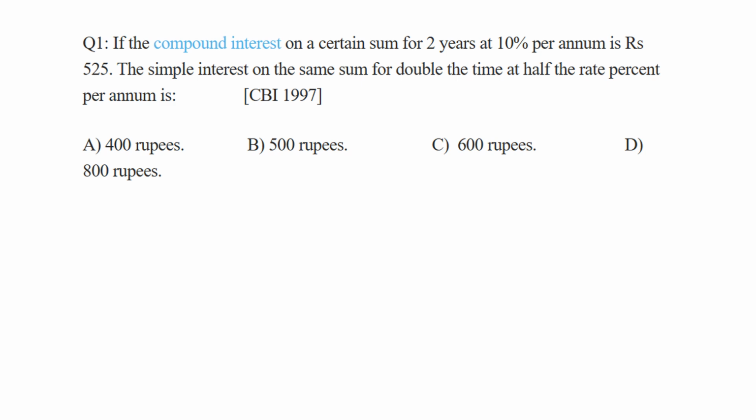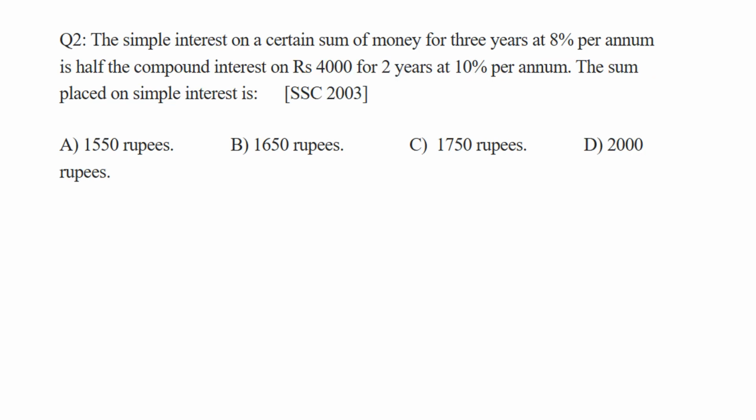Okay, let's see. This is one more type of question, right? All are different, so you have to focus and practice more and more. The simple interest on a certain sum of money for 3 years at 8% per annum is half of the compound interest on 4,000 for 2 years at 10% per annum. Let's see the question. It's a bit tricky.